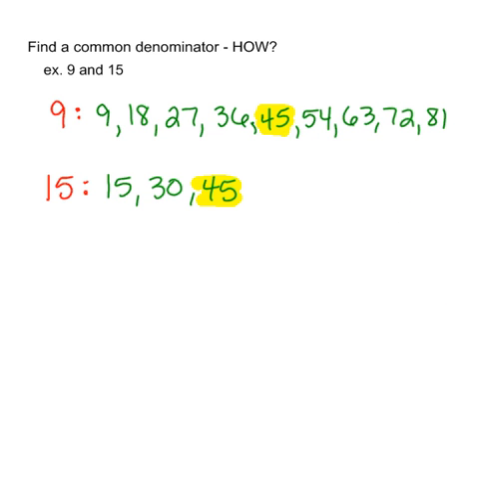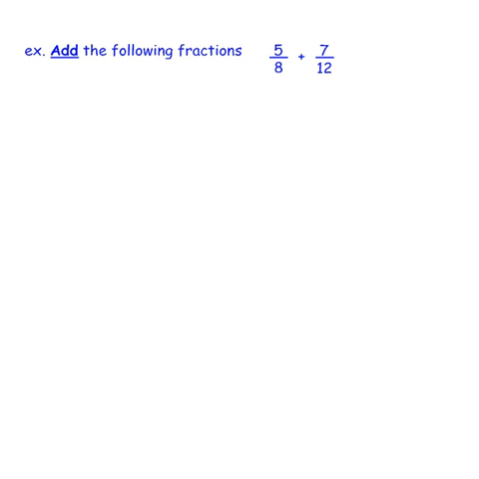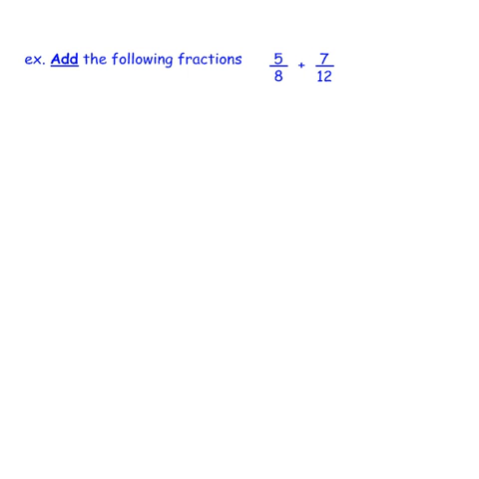Okay, so let's go with our first example here. Add the following fractions: 5/8 and 7/12. You knew I was going to do it. I was not going to keep it simple for us. So we are actually going to have to find a common denominator between 8 and 12. All right, so first and foremost, they do not have a common denominator. They're different, so I've got to find one. So I've got to write the multiples of 8 and also the multiples of 12.